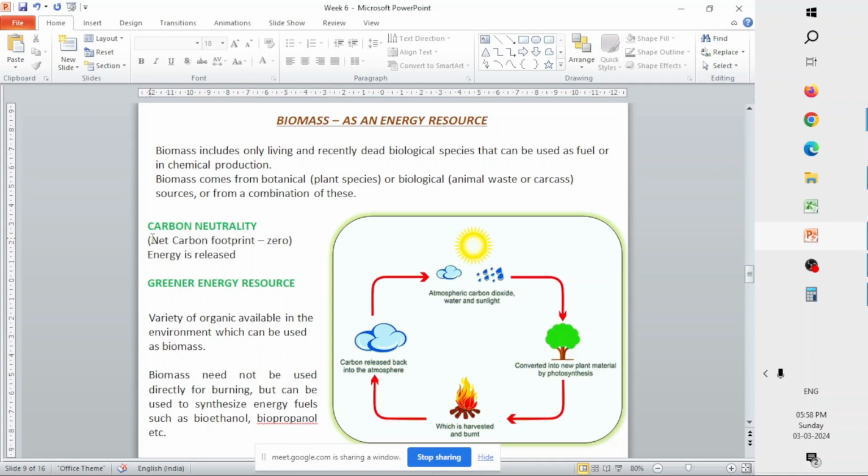So for biomass as such, there is a particular classification of what you can include as biomass and what you cannot.